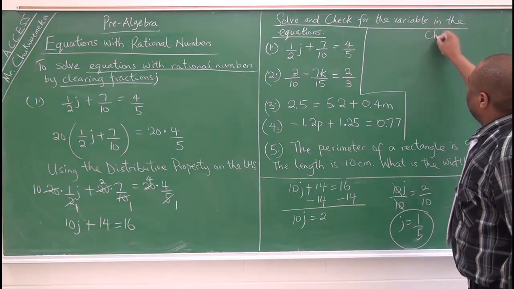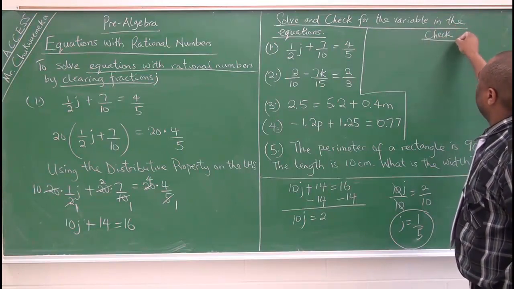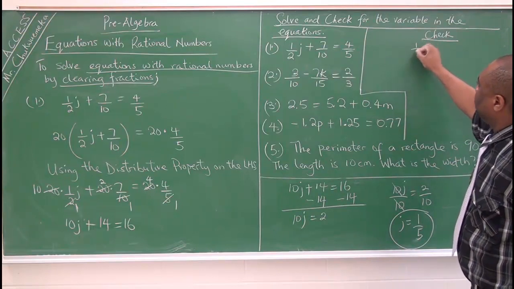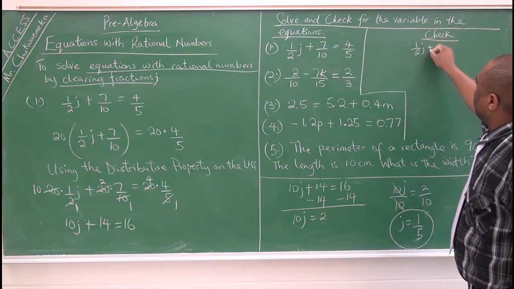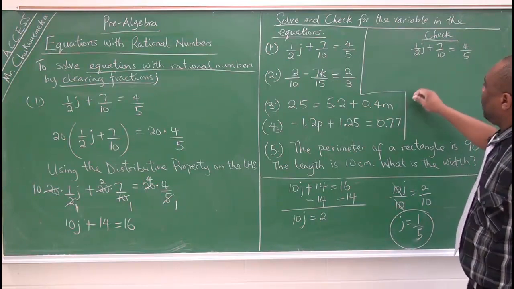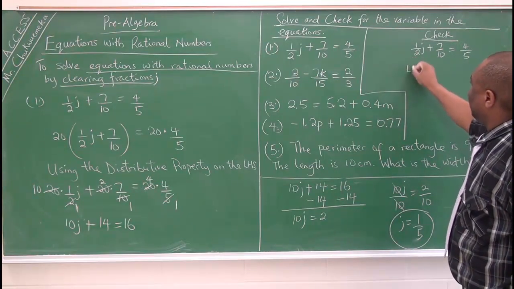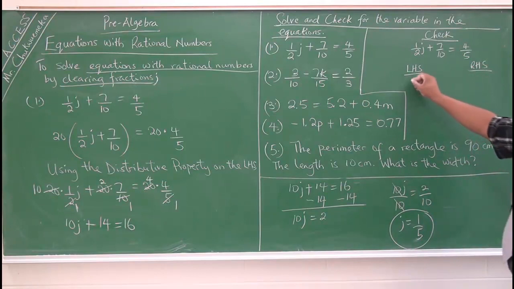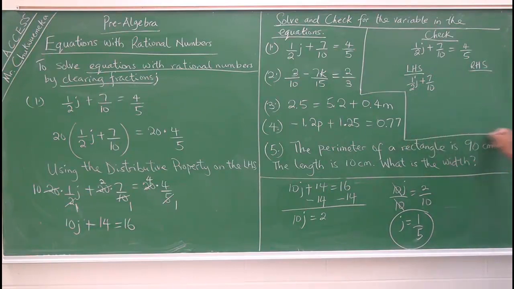So first thing we write is "check", and we write the main equation as usual: 1 over 2 times j plus 7 over 10 equal to 4 over 5. So we write our left-hand side and then our right-hand side. Our left-hand side is 1 over 2 times j plus 7 over 10, and our right-hand side is 4 over 5.